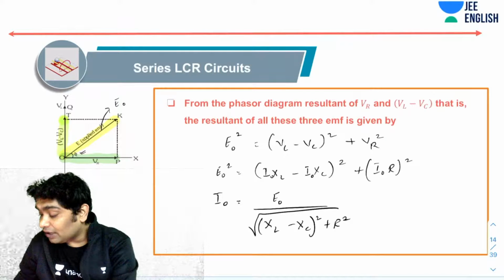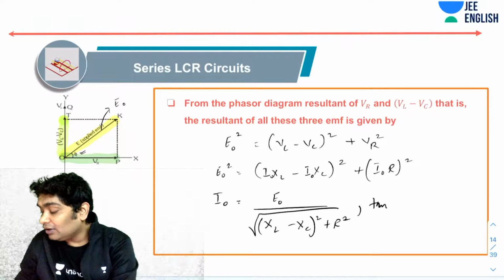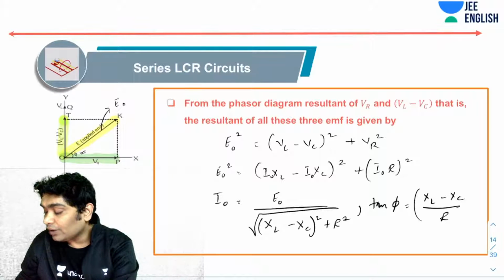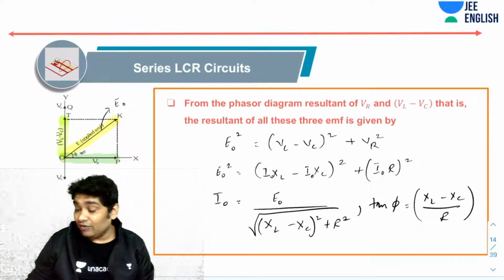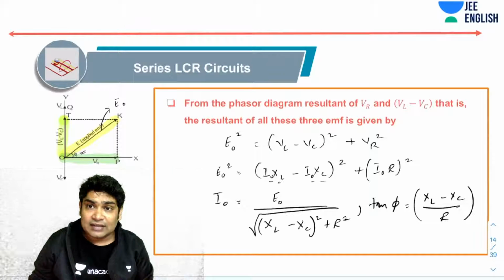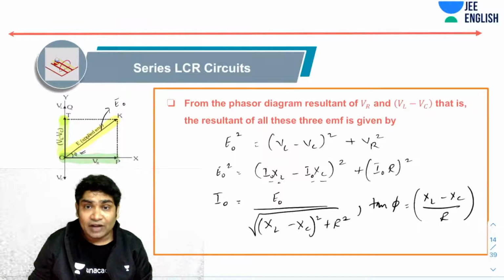So I can say from that triangle that tan phi, what will tan phi be? Tan phi would be XL minus XC over R. Okay, because we can replace these values, and then I naught sin naught would have gotten cancelled, and from here I would have gotten the value of phi.